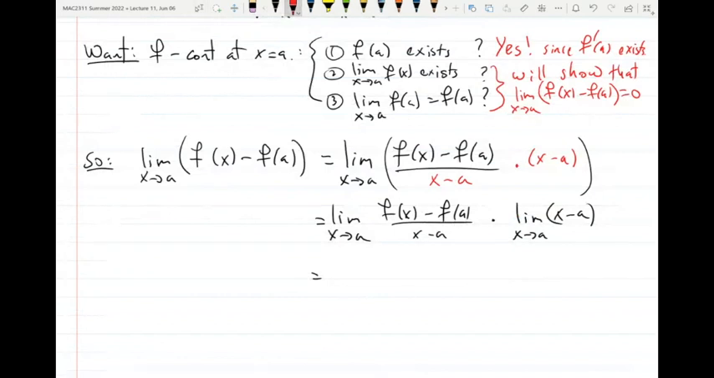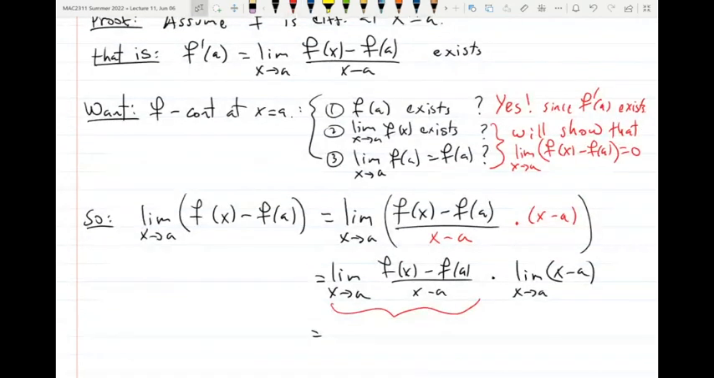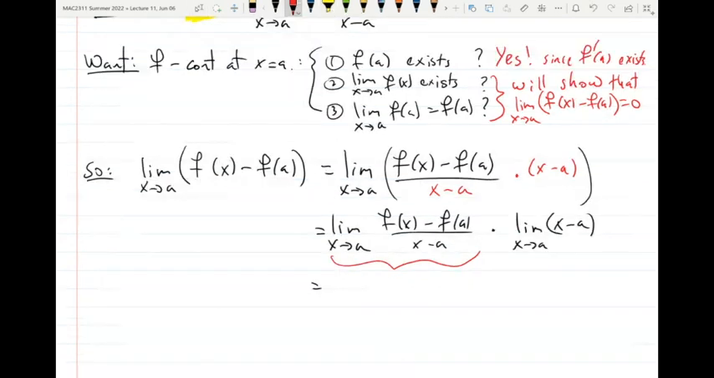And what is this limit over here? The first one. What is this equal to? We have a name for that. What is it? Yeah, it's written right there. f prime of a, right? The limit equals f prime of a. So this is just f prime of a. That's the derivative. Whatever it is, you don't know, but it's something. It exists. And what's the other limit?